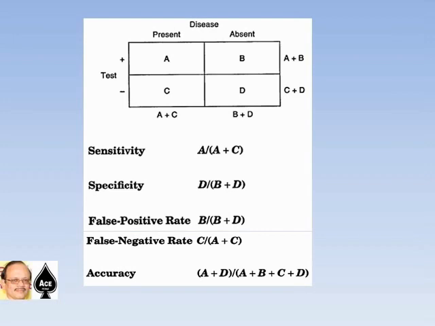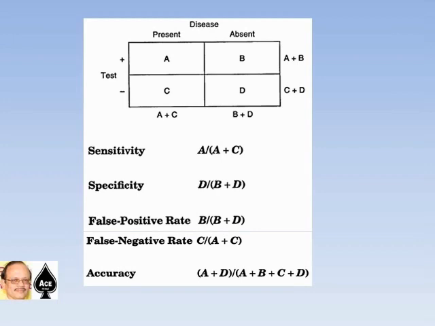In the vertical column, the disease is present. So the number of cases where the disease is present is A plus C. The second column, the disease is absent, that is B plus D. The horizontal row, test is positive, A plus B. The test is negative, C plus D.